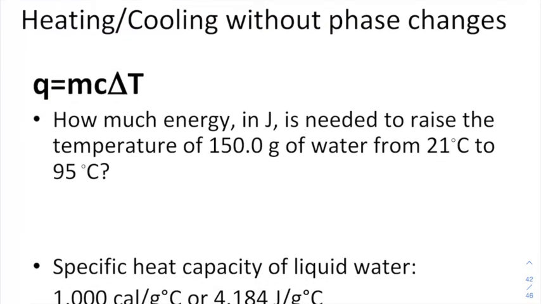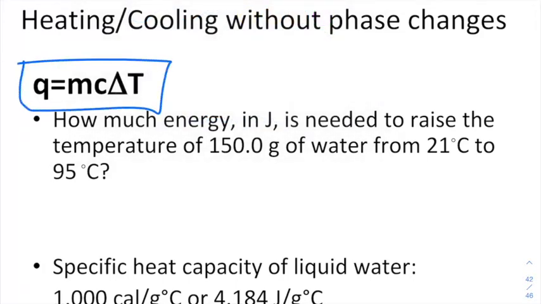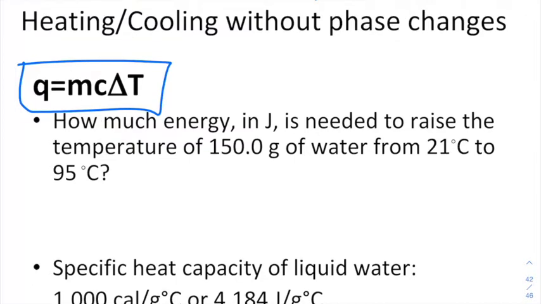So first off, we're gonna start off with a review problem, and this is a Q equals mcΔT problem. Here it says how much energy in joules is needed to raise the temperature of 150 grams of water from 21 degrees Celsius to 95 degrees Celsius. So this is similar to things that we've done in the past. So we want to know about energy or heat. That is our Q. So we will be filling into this formula right here. Q is what we're looking for. Again, that's your energy or your heat.